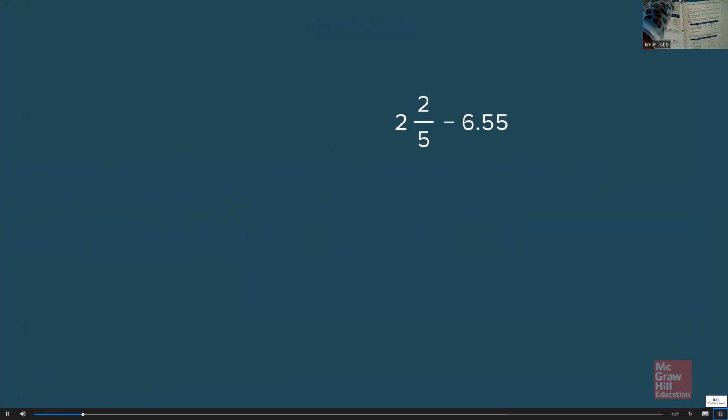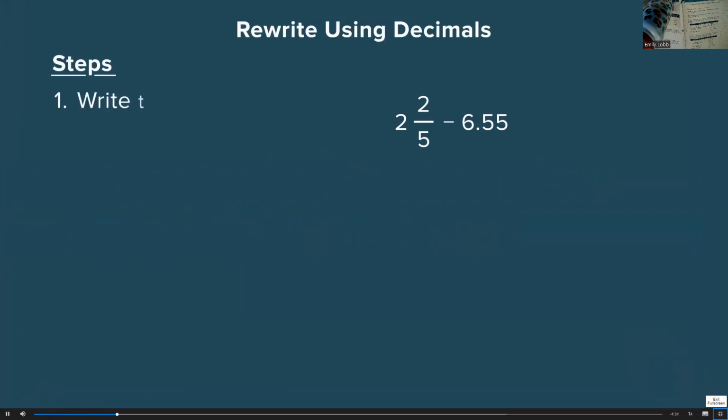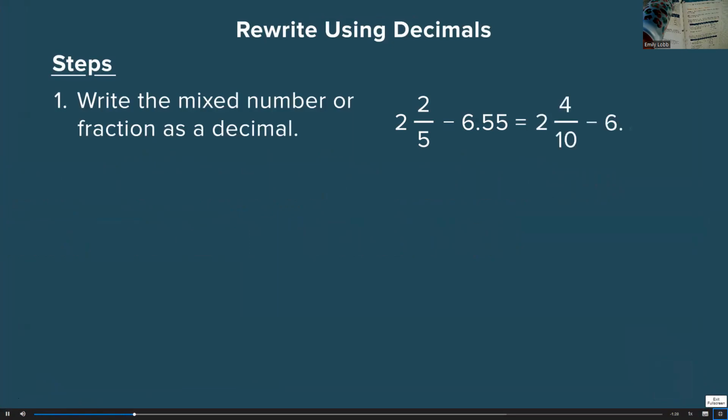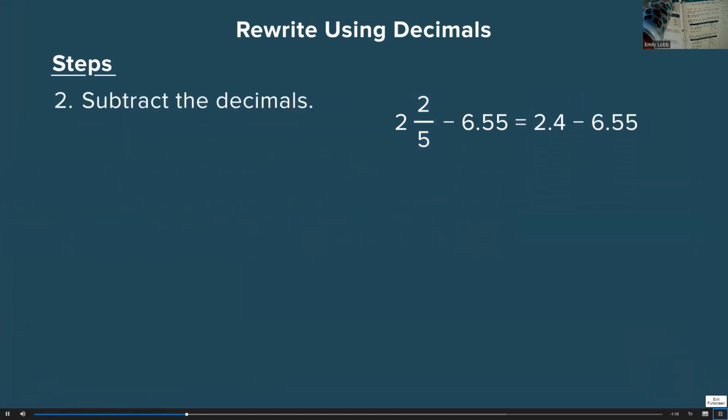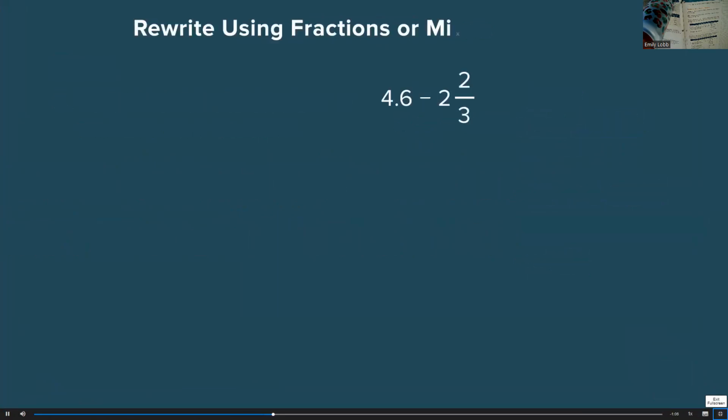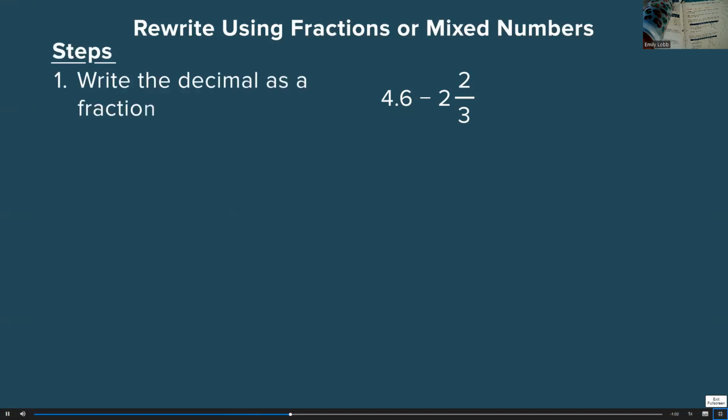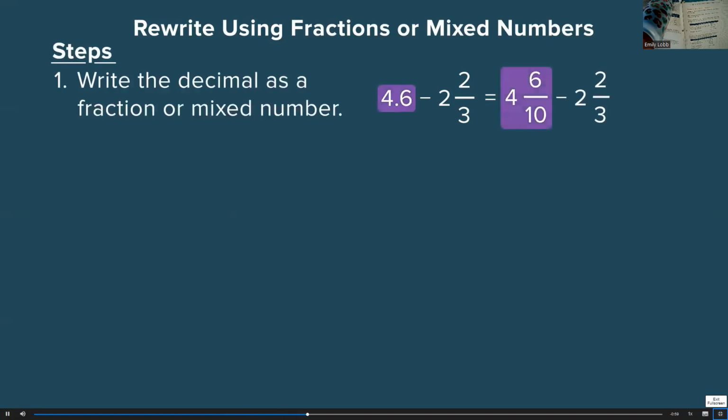Rational numbers. Be quiet. Write the numbers in the same form. One way to subtract a decimal from a mixed number is to write the mixed number as a decimal. This method works if the mixed number can be written as a terminating decimal. Next, find the difference. To subtract the decimals, rewrite the subtraction as addition and add its additive inverse. Follow the rules for adding negative decimals. So another way to subtract rational numbers in different forms is to write the decimal as a fraction or mixed number. Use this method when a fraction or mixed number cannot be written as a terminating decimal.